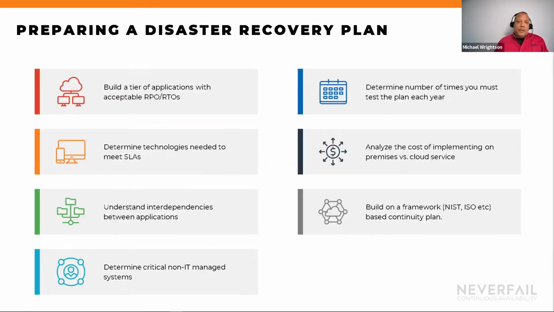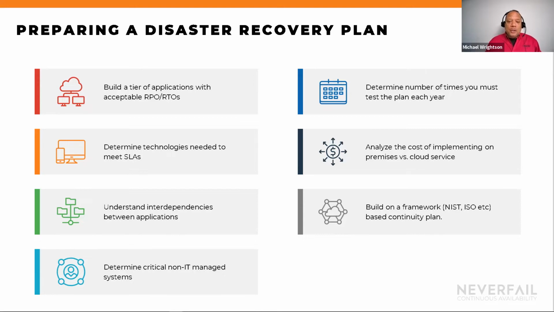So how do you prepare for a disaster recovery plan? There are 7 areas you can use during your planning to provide the basic data needed to build the disaster recovery plan and prepare for it. The first thing, as I mentioned, is you've got to tier your applications. Understanding your RPOs and RTOs is essential to making this work.